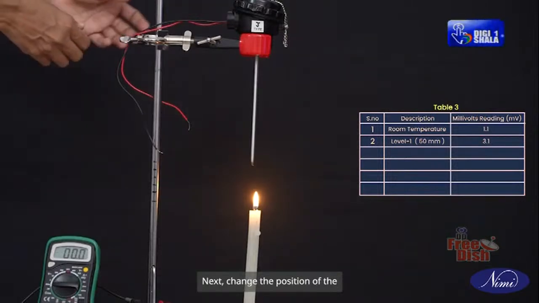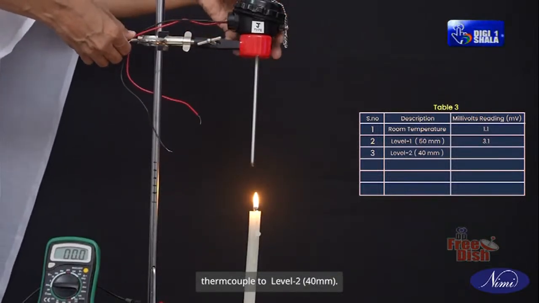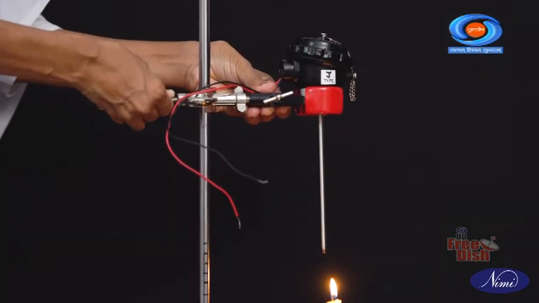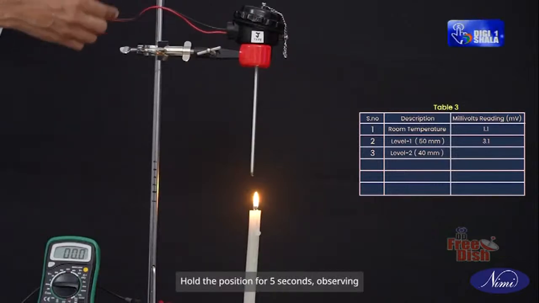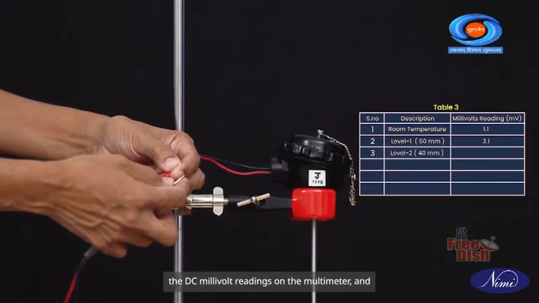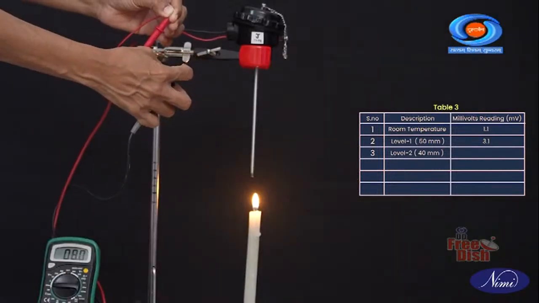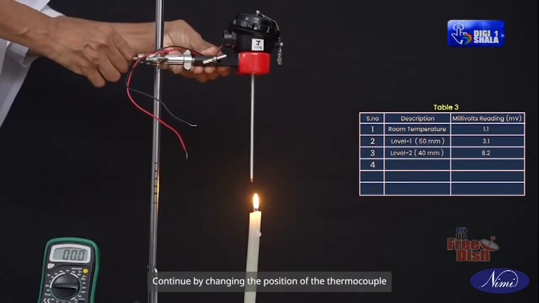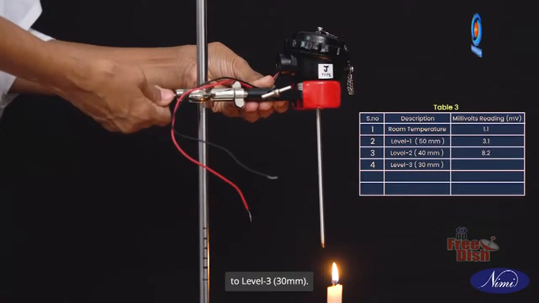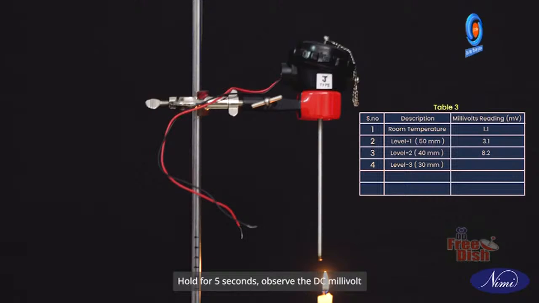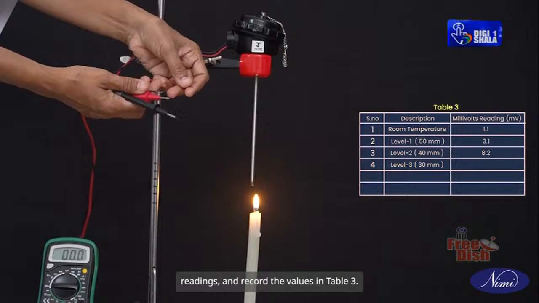Next, change the position of the thermocouple to level 2, 40 mm. Hold the position for 5 seconds, observing the DC millivolt readings on the multimeter and record the values in Table 3. Continue by changing the position of the thermocouple to level 3, 30 mm. Hold for 5 seconds, observe the DC millivolt readings and record the values in Table 3.